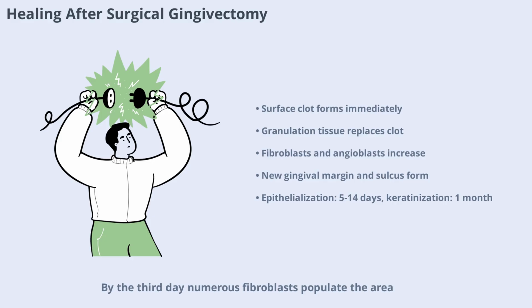By the third day, numerous fibroblasts populate the area, and highly vascular granulation tissue grows coronally, forming a new free gingival margin and sulcus. Capillaries from the periodontal ligament migrate into the granulation tissue, connecting with gingival vessels within 2 weeks. Surface epithelialization is generally complete after 5 to 14 days, though full keratinization may take about a month.